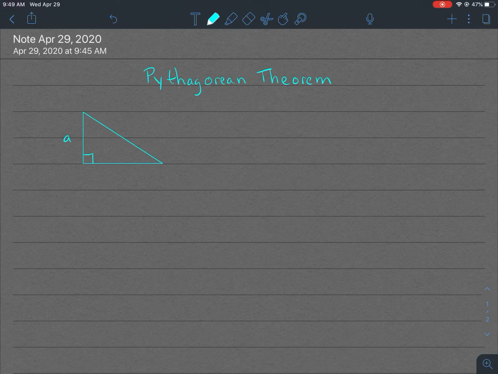Okay, we're going to label these sides A, B, and C, where C is always opposite the 90-degree angle, and it's also always the longest length of your right triangle. So you have this right triangle where A and B are legs, is what we call them. We call them legs. And C is the hypotenuse.